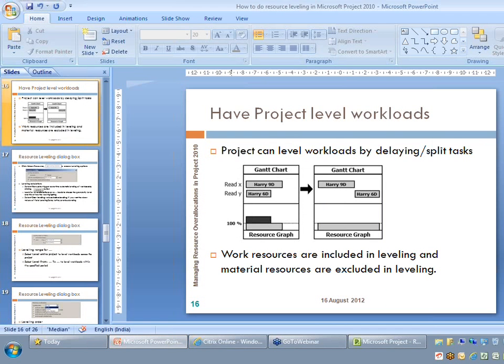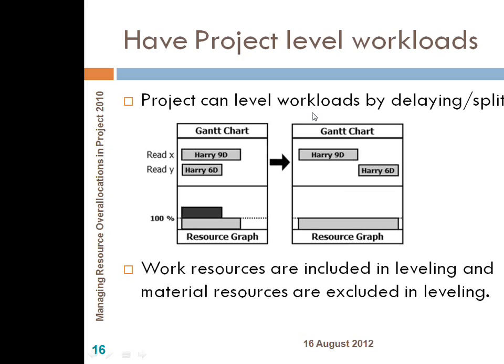Ideally, Project can do resource leveling by either delaying an activity or by splitting a task, and that's what we are going to look at. Please do remember, when you are working in Microsoft Project, there are 3 types of resources that can be added: work, material, and cost resources. When you do automatic leveling, only the work resources are considered for leveling and the material resources are excluded.